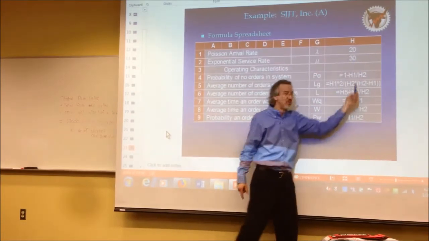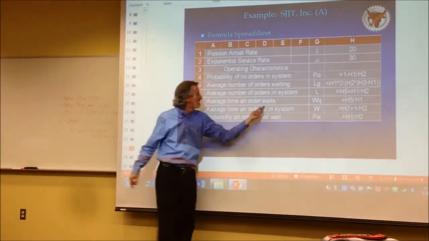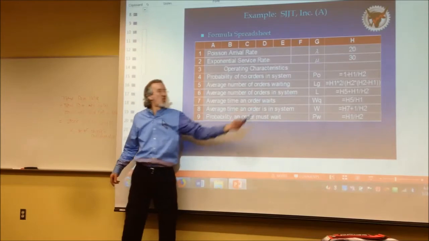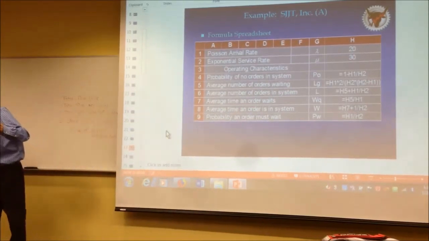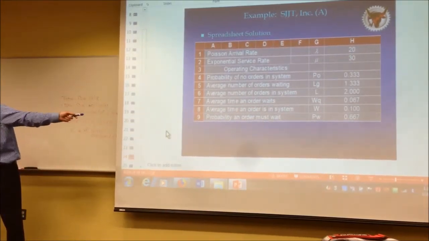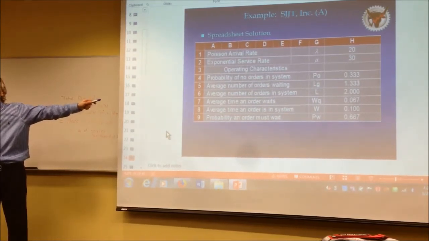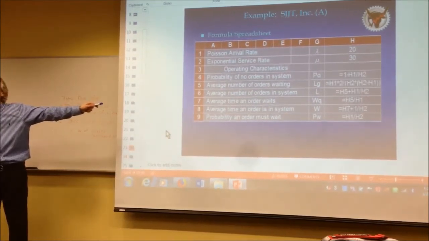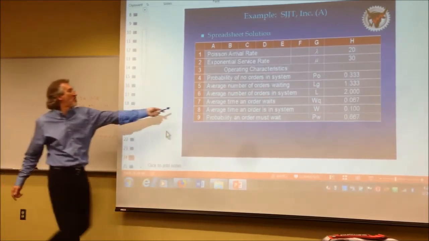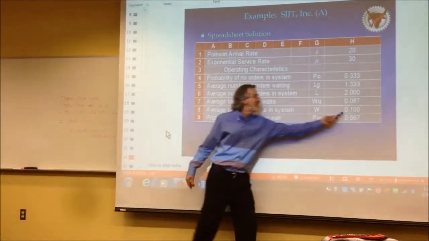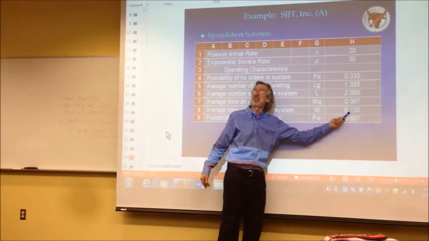For example, let's figure out this one here. Average time an order waits, or average time an order is in the system. Okay, average time an order is in the system, it says 0.1. Everybody got it? Let me go back here. Or let me just stay right here. 0.1. What this means is, it is 10%.